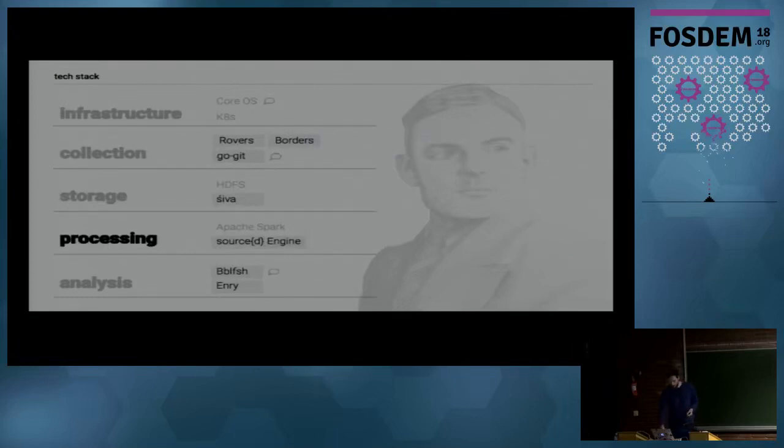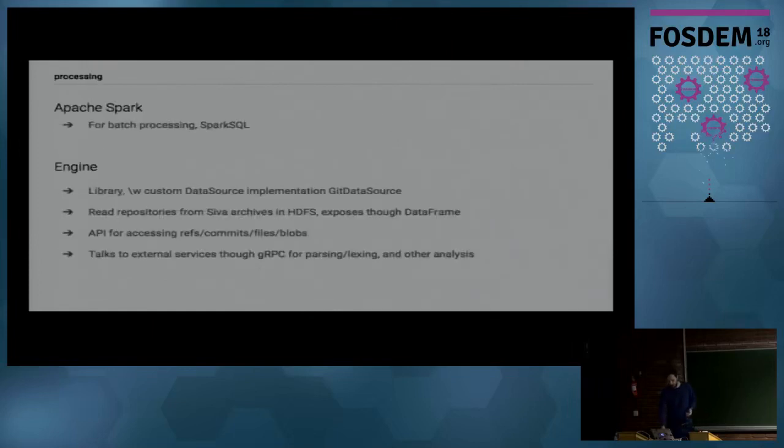So after it gets stored, you want to process it somehow, and Apache Spark is a good way to do batch processing on a cluster of machines. Spark SQL is something useful that people understand and know how to use. And we built a custom library to expose those Git repositories to the Spark API level. It's called Engine, and it exposes references, commits, files, and so on in Spark language.